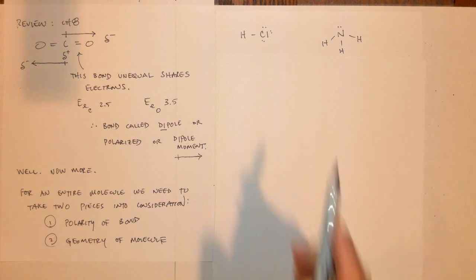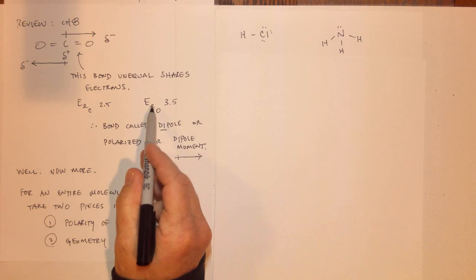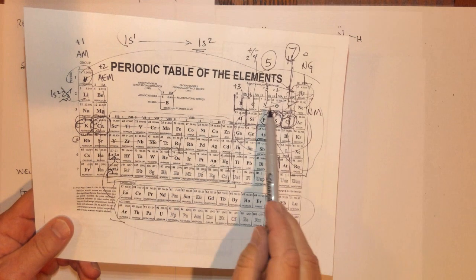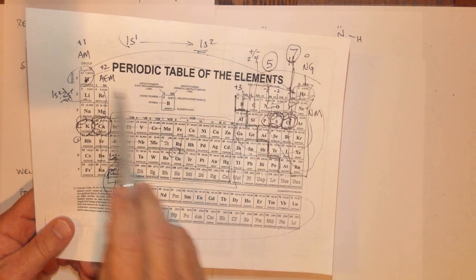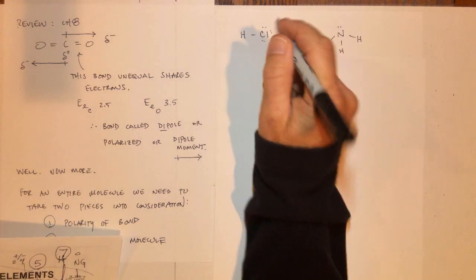So first of all, take a look at the bond right here. Is there a difference in electronegativity between hydrogen and chlorine? Well, you don't actually have to look that up. You can just look at them on the periodic table and see that they're far apart from one another. And yes, there is. And so this bond right here is going to be a polar bond.